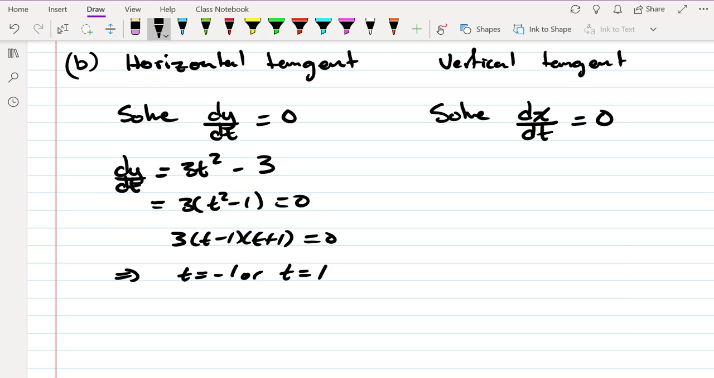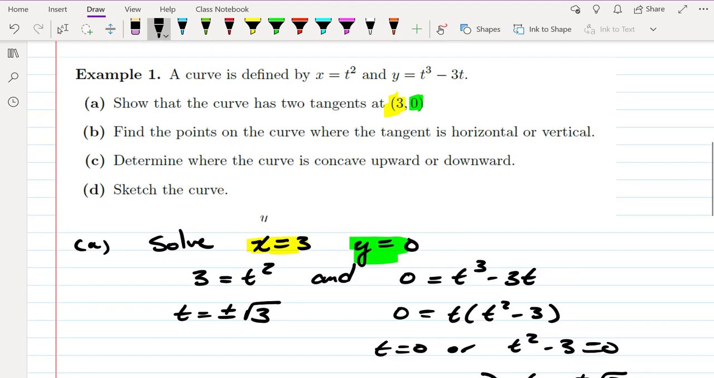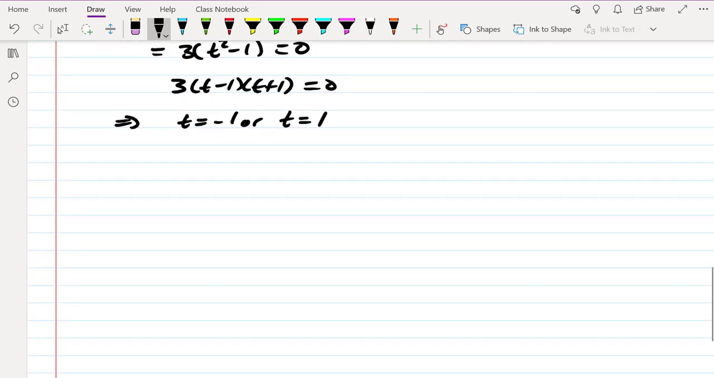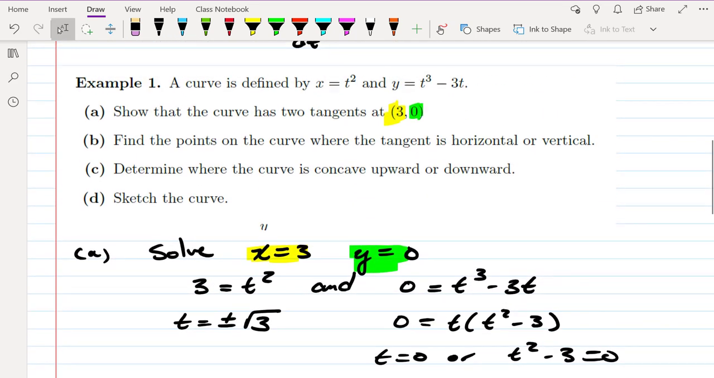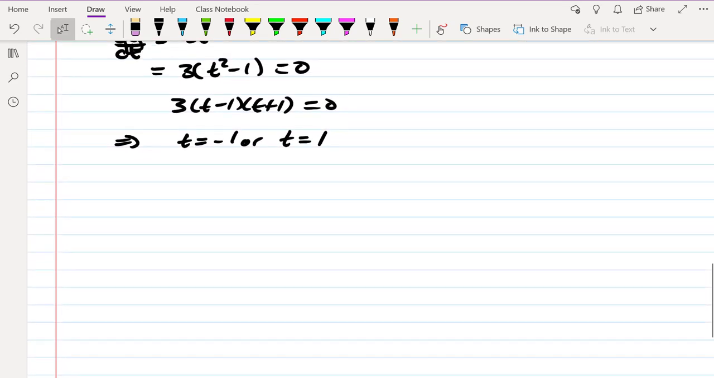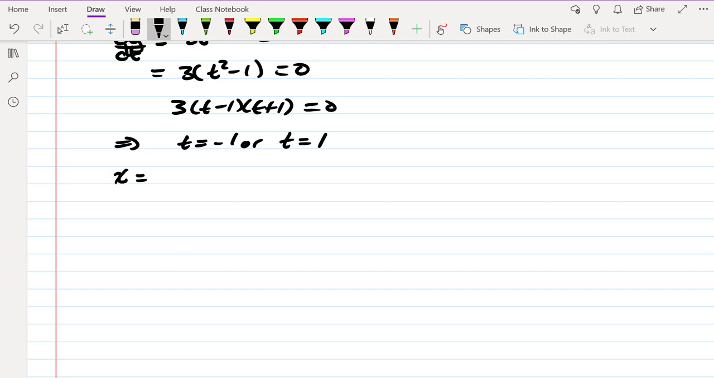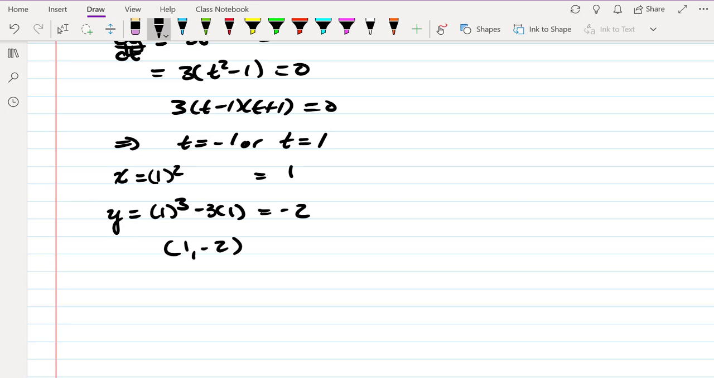So then, to find the corresponding points on the curve, we need to put them back into the original equation. So our original equation for x is t squared, and then we have y equals t cubed minus 3t. So x equals 1 squared, and then y would be 1 cubed minus 3 times 1. So that gives us 1, and 1 take away 3 is -2. So at the point (1, -2).